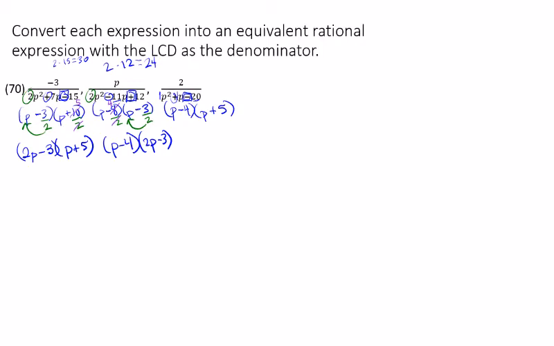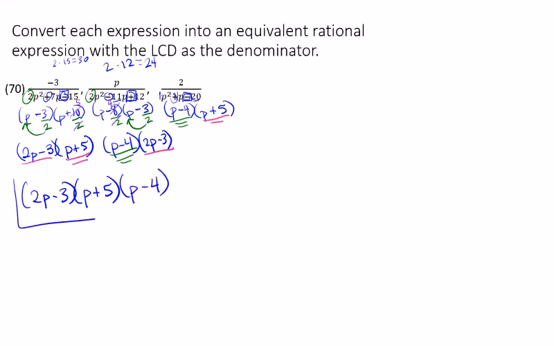All right, so now let's find our LCD. So we'll go shopping. I need one of these, and that takes care of this one, right? So that I have a match. They both have the same exponent, and so it's just going to be 2p minus 3 to the first power, okay? And then we need one of these, which matches up with these. They're both to the first power, so I'm going to need that, p plus 5, okay? And then let's see, we need also one of these, and they match up, and they're both to the first power. So that gives me everything I need, right?